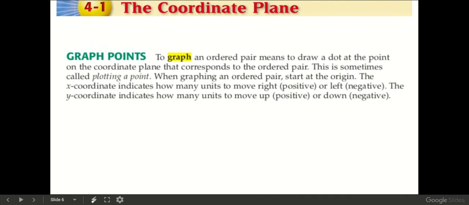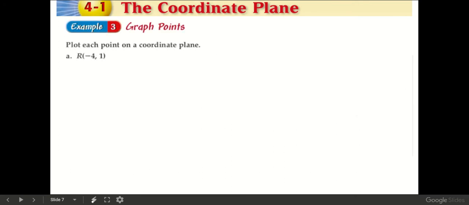So to graph points, an ordered pair means to draw a dot on the point on the coordinate plane that corresponds to its ordered pair. This is sometimes called plotting a point. When graphing an ordered pair, start at the origin, then the x-coordinate indicates how many units you move right if it's positive or left if it's negative. The y-coordinate indicates how many units up or down you move, up being positive, down being negative. So let's go ahead and graph some points.